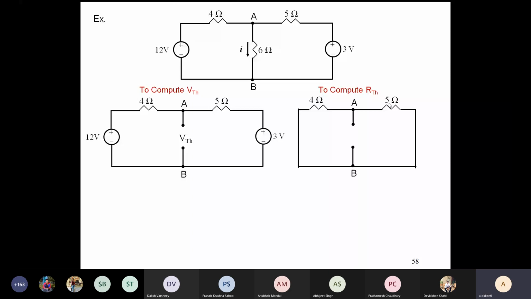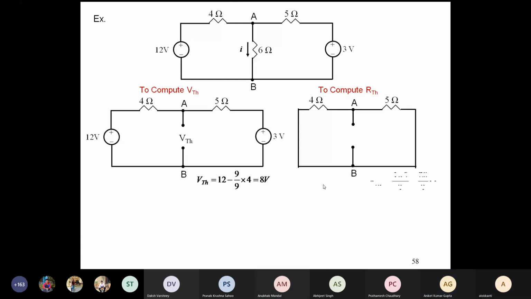So for VTH, in this circuit, what is the current? 9 by 9, that is, 1 ampere current is flowing: 12 volts minus 3 volts, 9 volts divided by the 9 ohms. So VTH is 12 minus the voltage drop across this 4 ohm: 12 minus 9 by 9 into 4 equals 8 volts. Everybody is getting this? Yes, sir. And then RTH is this.